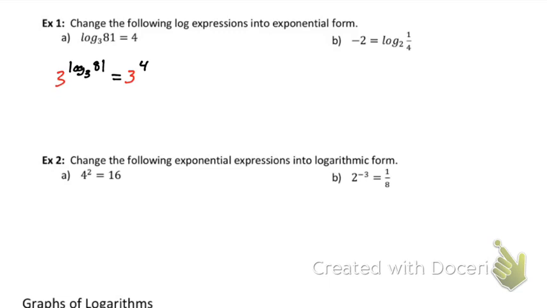These are inverses of each other. So 3 raised to the log base 3 are going to undo each other. And so we're left with just 81 equals 3 to the 4th, which is a true statement. In other words, 3 to the 4th equals that 81. Once again, log base 3 of 81 is saying 3 to the 4th equals 81. That's what log functions are saying. This one should be saying 2 to the negative 2 equals 1/4.